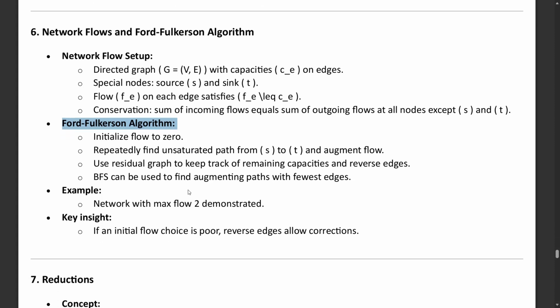If our initial flow choice is poor, then reverse edges let us fix it. That's the beauty of residual graphs. They allow corrections and flexibility.